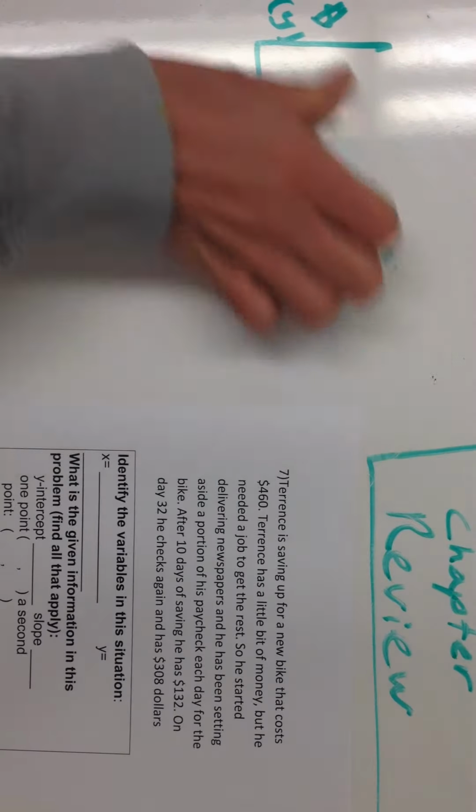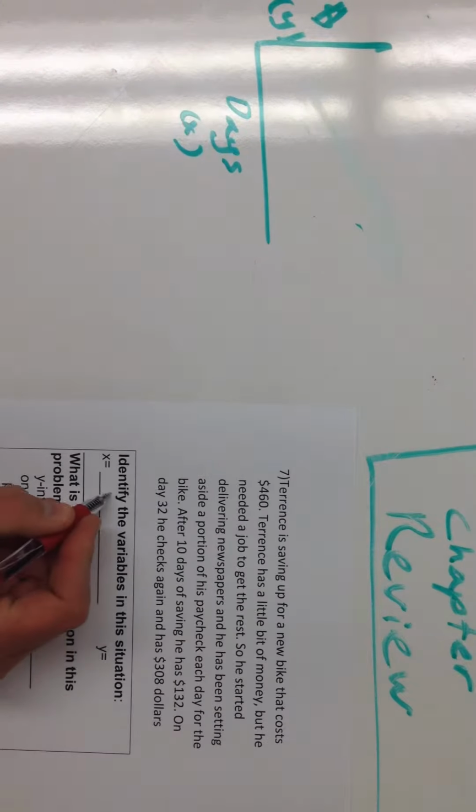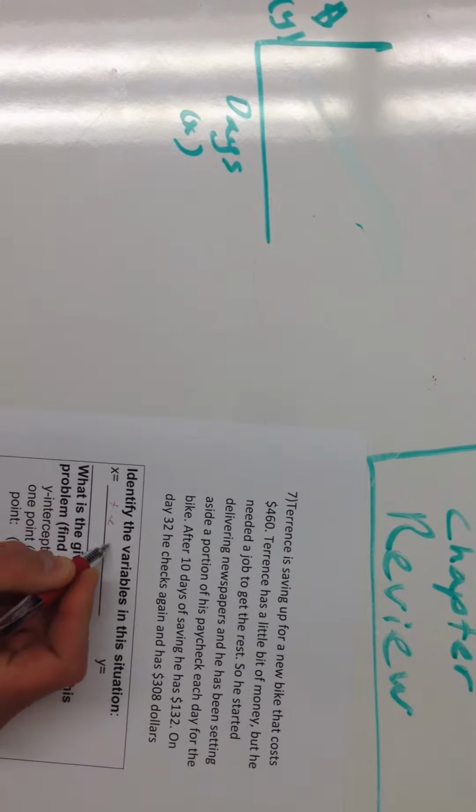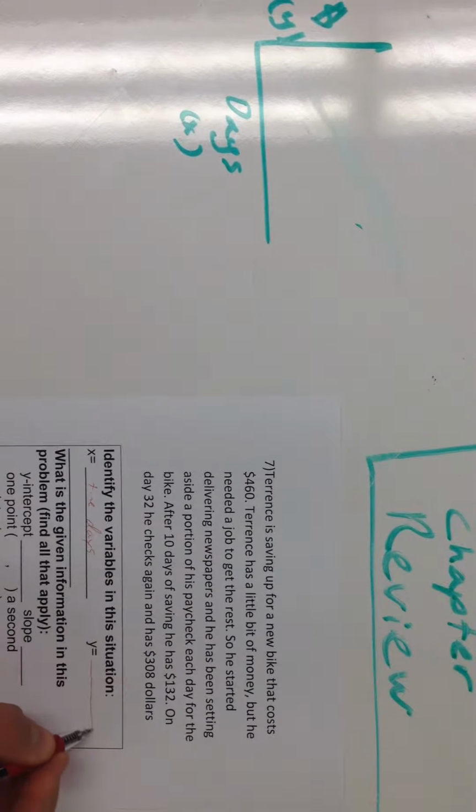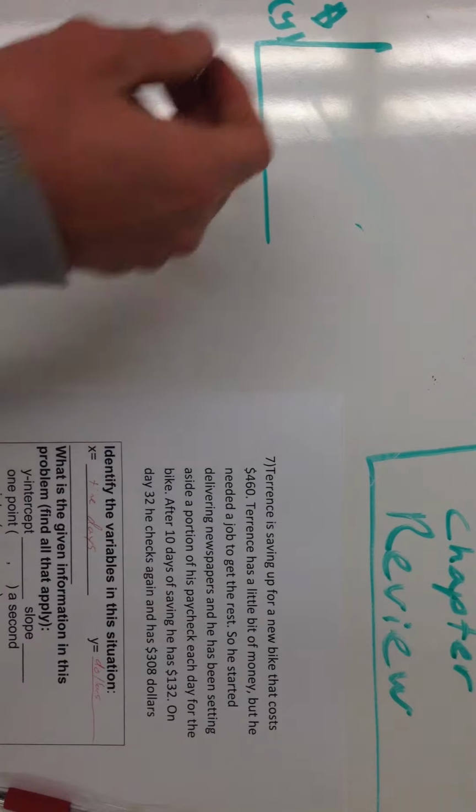So if we're looking at our variables here, x is time in days, and y, I'm just going to write it over here, is dollars that he saved. Okay, that's going to help us out later on in the problem.